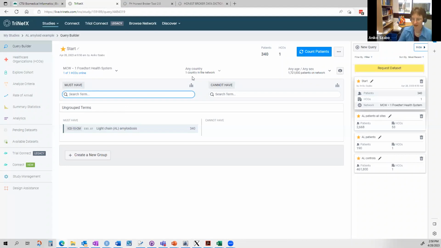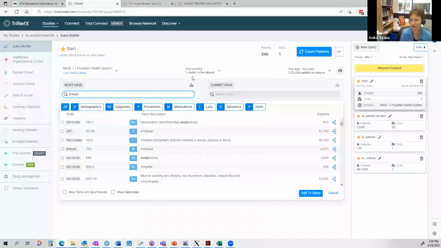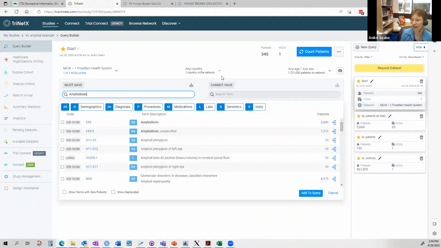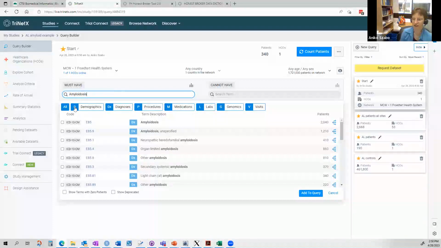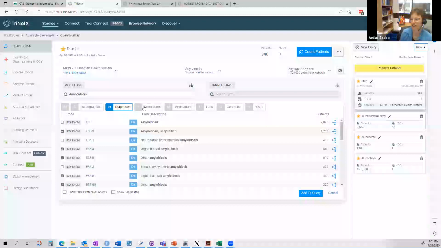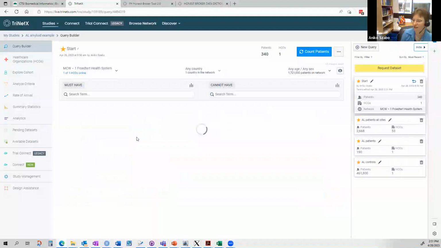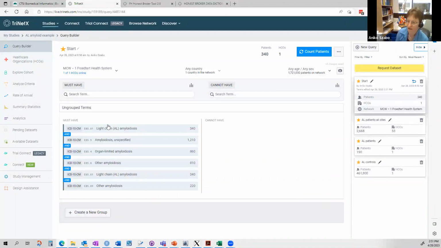So if I start, for example, I'm looking for amyloidosis, I start writing the word, and hopefully I don't mistype it. It shows all the diagnosis codes, and this is ours, but I said I wanted to include some others just in case, right? But I could look at, you know, procedures. If I were to start looking for other things, it will show me what the possible codes are.